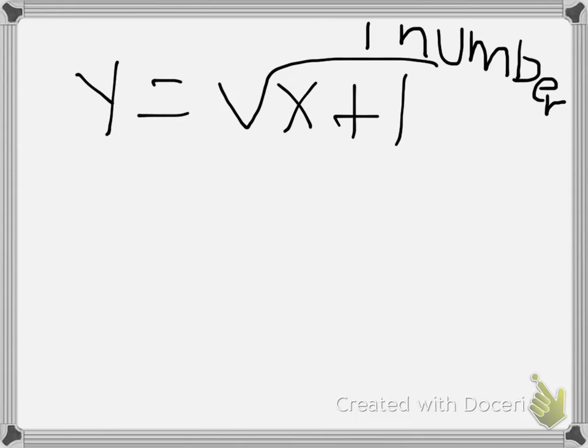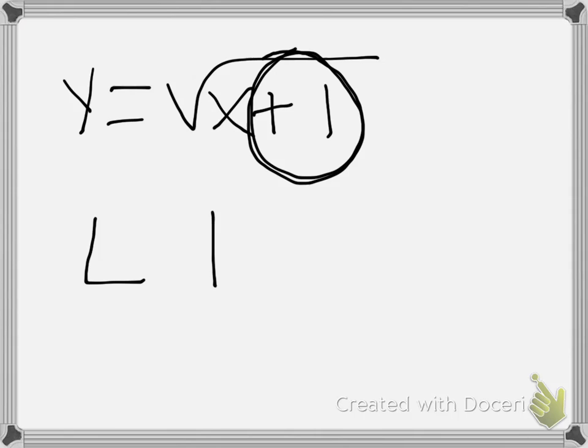Okay, so when you're looking at equations like this, since it's just one number, the very first number that you come to, since it's inside the square root, you go left or right. And because it's a plus 1, you will be going left 1. So yes, these are all the rules of transformations, and you just learned how to transform a function.